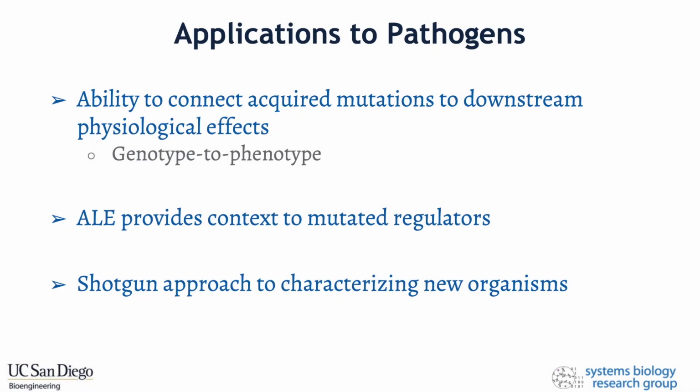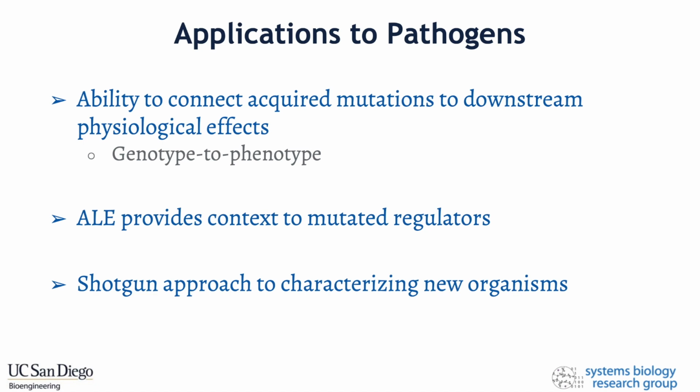So this shows that iModulons can connect acquired mutations to downstream physiological effects. This allows us to connect the genotype to the phenotype. In addition, the ALE experiments themselves provide context to mutated regulators. For example, with YgbI, we were able to predict that YgbI regulated carbon uptake.